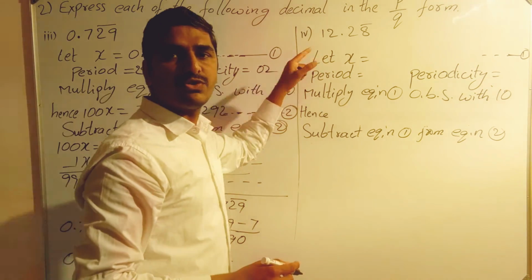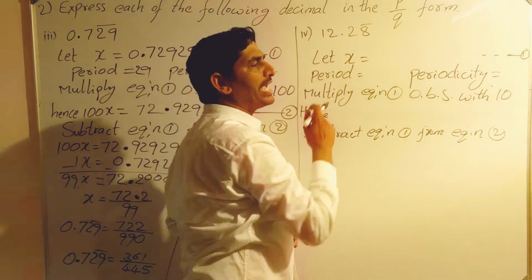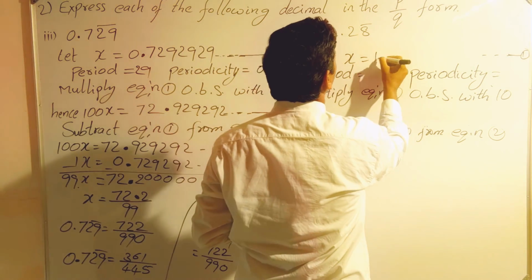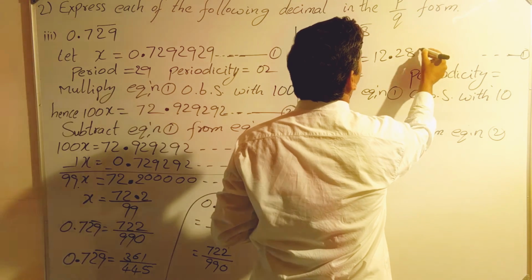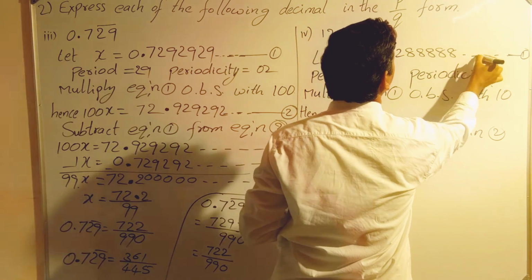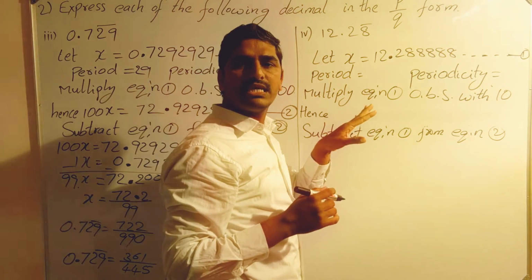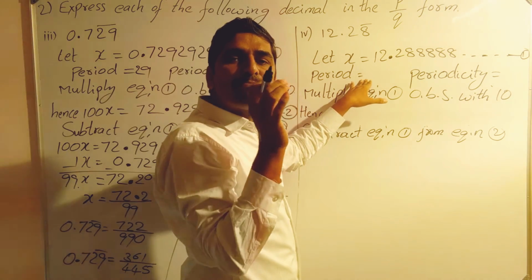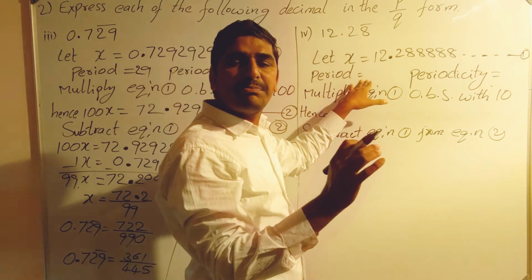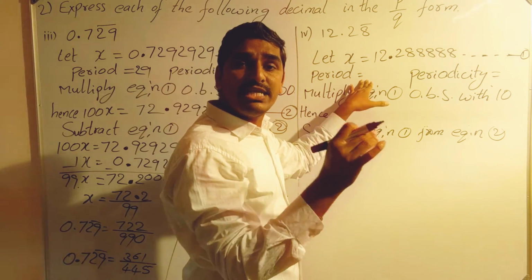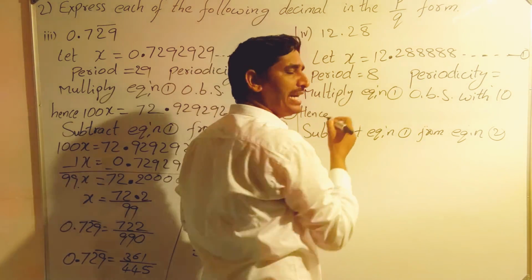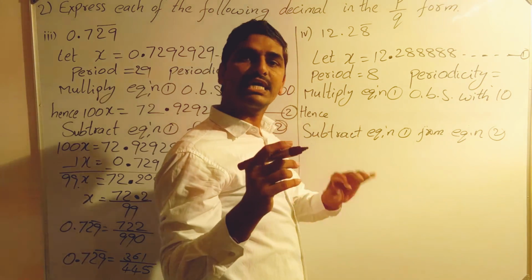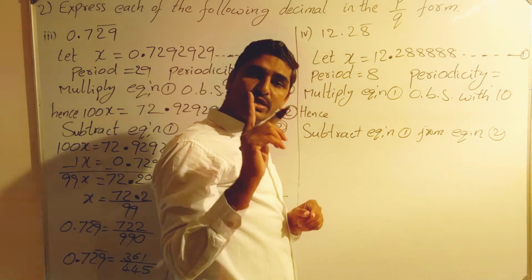Now go for the next, the fourth problem. 12.28 bar. Let it be considered as x. x equals 12.2888 and so on. Only 8 is repeating. This is taken as equation 1. In this, what is the period? Which part is repeating? 8 is only repeating, so 8 is the period. How many decimals are repeating? Only one decimal.